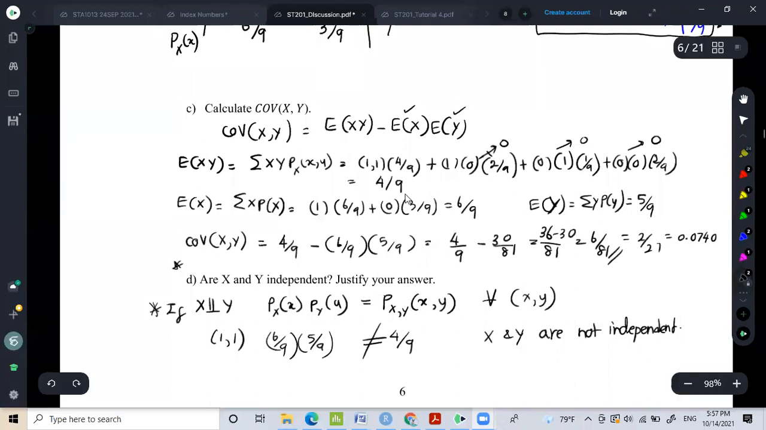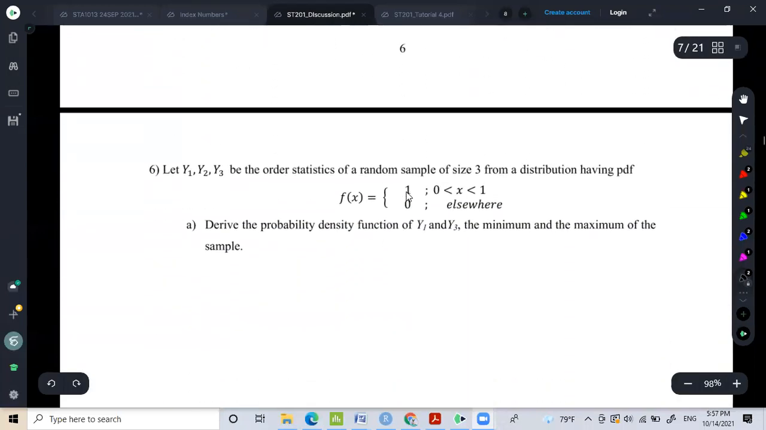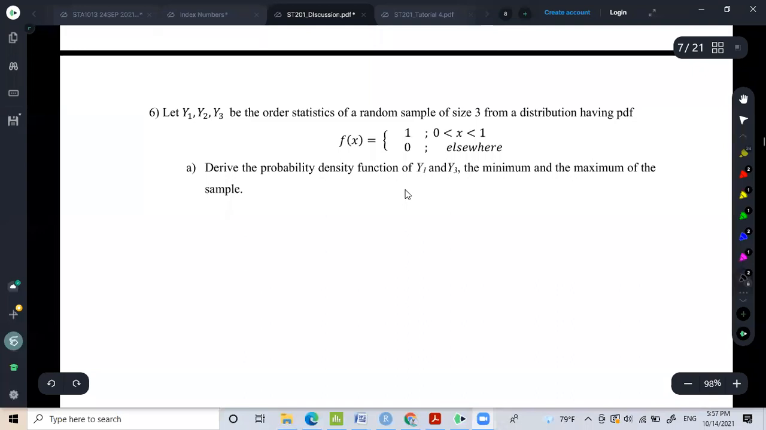So let's move on to the next question. Here you have a random variable X, a sample of size 3, and their order statistics are 1, 2, and 3. This is a sample of size 3.